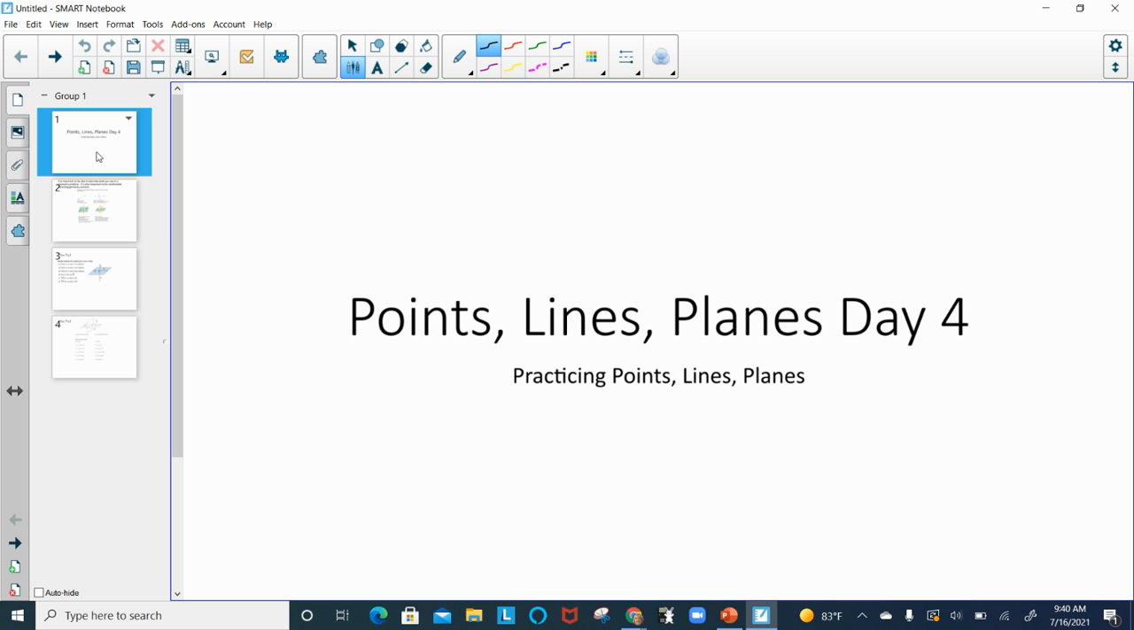Today is day 4 in your packet. We are practicing points, lines, and planes. And I should probably say here, if you are a student who at some point does need the geometry SOL, they will not test you on these types of problems. They will not test you on your ability to interpret points, lines, and planes as a problem.